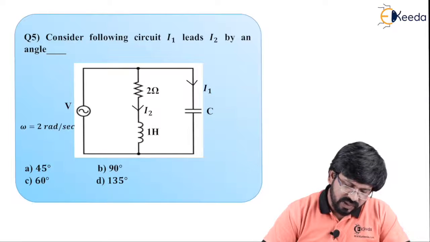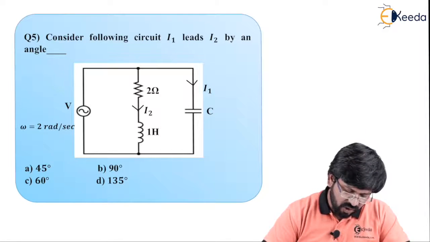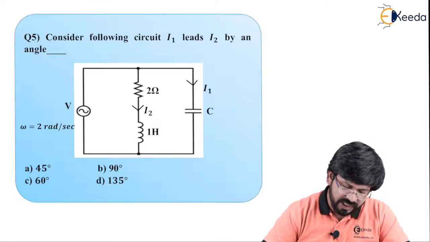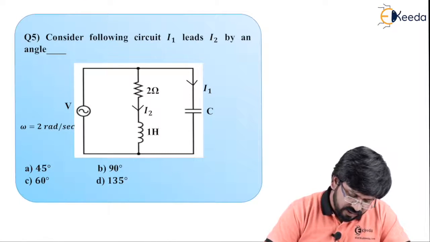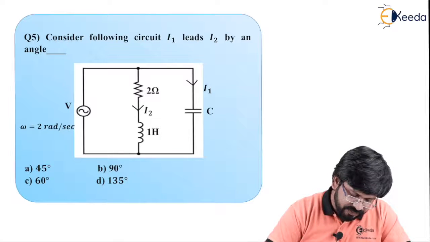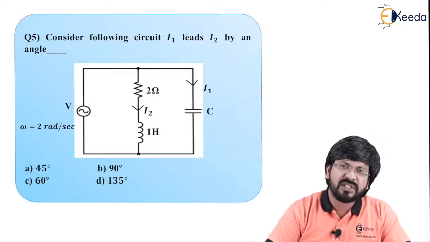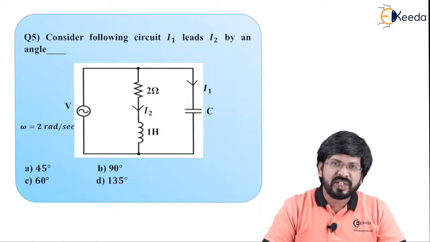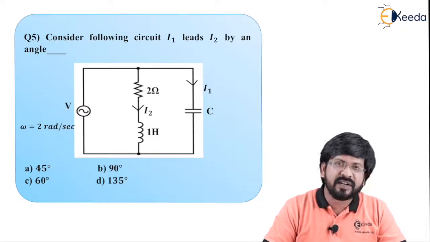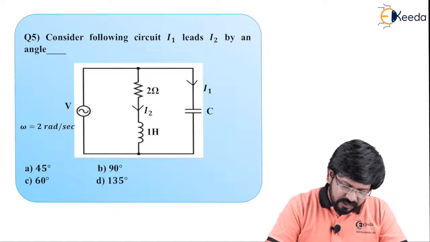I1 leads I2 by an angle, and options are given: 45 degree, 90 degree, 60 degree or 135 degree. We'll see how to handle this. The supply voltage is not given, but the supply voltage frequency is given, which is 2 radians per second. In a way, it is nothing but your operating frequency. In the first branch, it is an RL circuit, and the second branch is capacitor C.